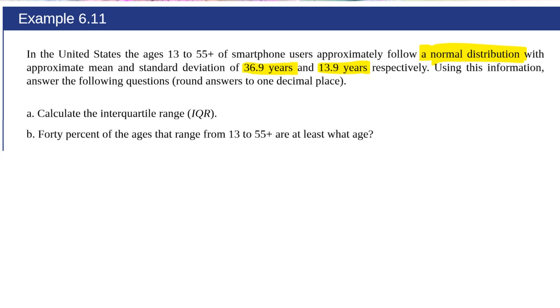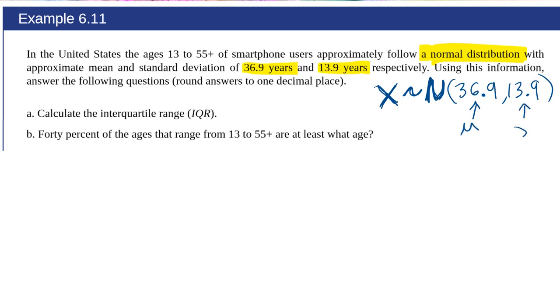Okay, so they basically have told us that if X is the age of a smartphone user, then that follows a normal distribution with mean 36.9 and standard deviation 13.9. Remember, this notation means distributed as normal. The N is normal. The first parameter is always mu or mean. The second parameter is always standard deviation or sigma. Okay, so question A asks us to calculate the interquartile range.